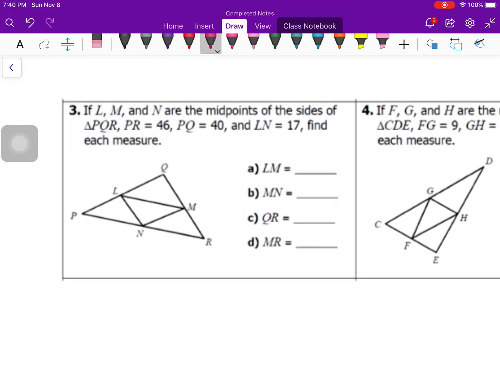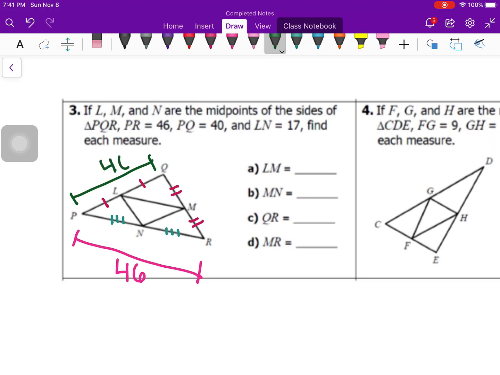So let's go to number 3. It says L, M, and N are all midpoints. L is a midpoint, M is a midpoint, so that marks those congruent, and N is a midpoint. So we have three midsegments. The length PR is 46 units, PQ is 40 units long, and LN is 17 units long. We want to find each measure.